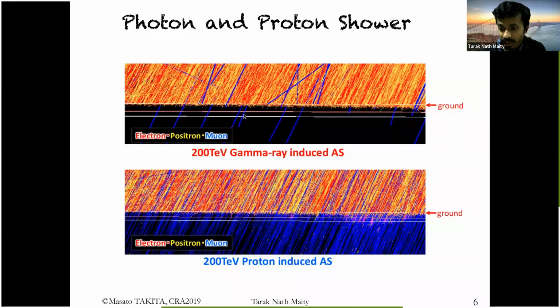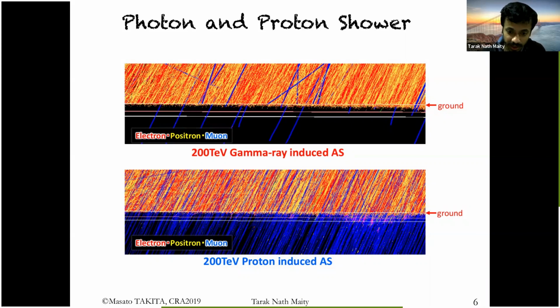So muon doesn't lose energy that efficiently compared to electron or positron. It's inversely proportional to the mass of the particle. So what happens is that electron and positron do lose energy efficiently, and they just cannot go through the soil. But muons can do that. So that's why you put the water Cherenkov muon detector underground.